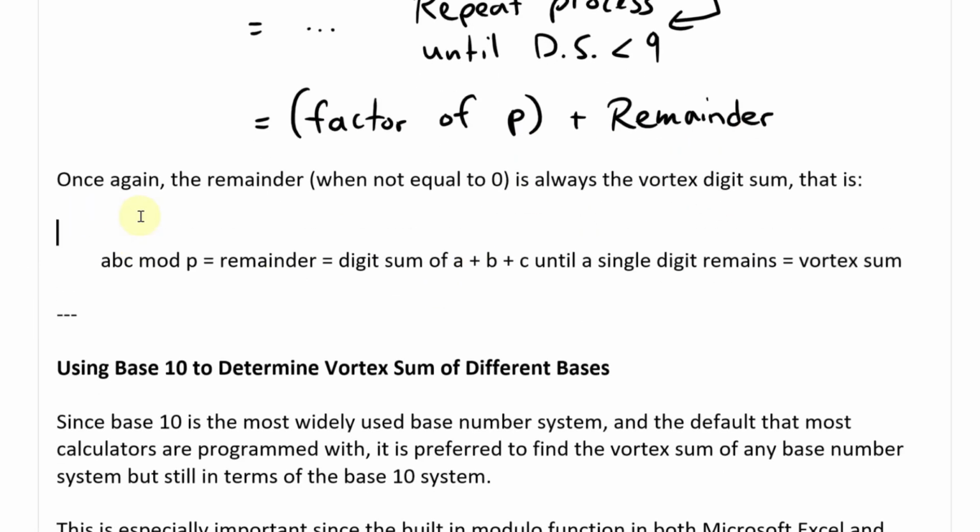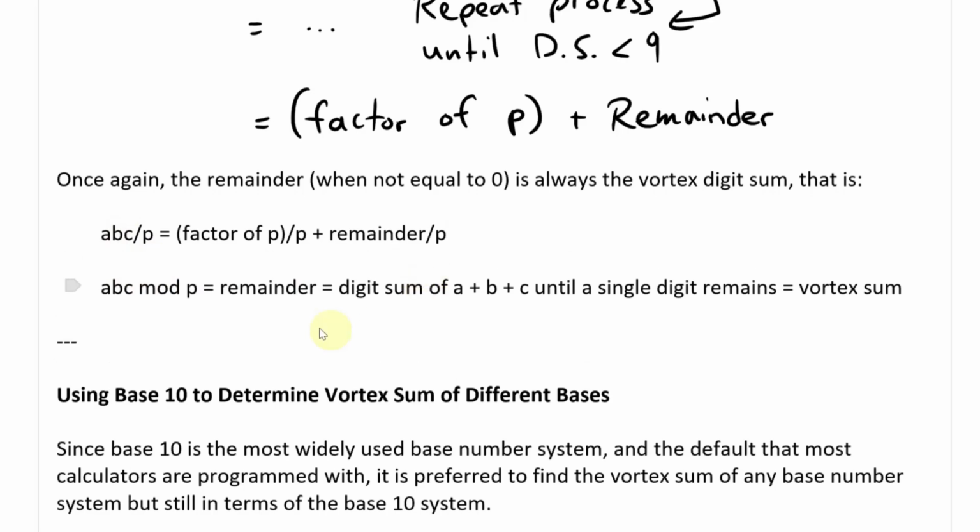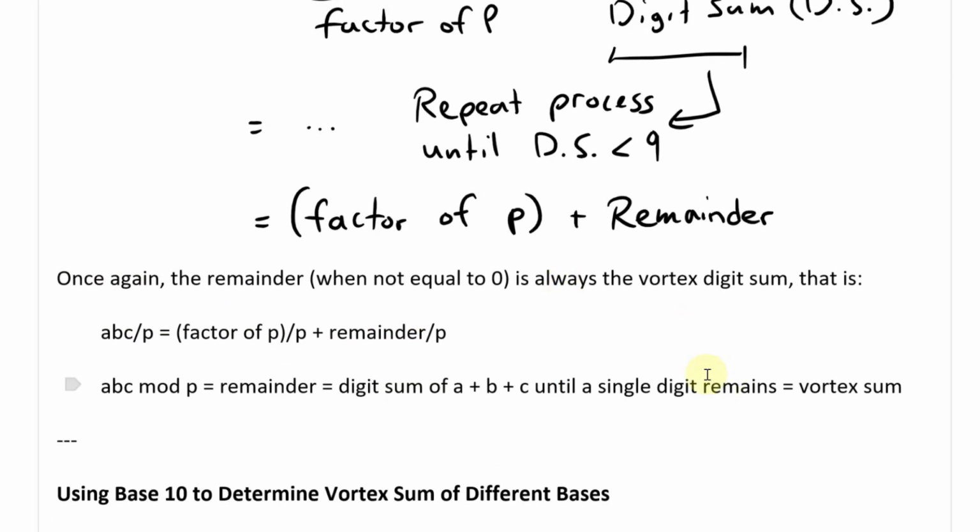So then the remainder is this remainder right there. Now let's put that for completeness. So we have ABC divided by P, which is equal to the factor of P divided by P, plus remainder divided by P. So there's the remainder, and then ABC mod P gets that value. The remainder, which is the digit sum A plus B plus C until a single digit remains, equals the vortex sum right there.